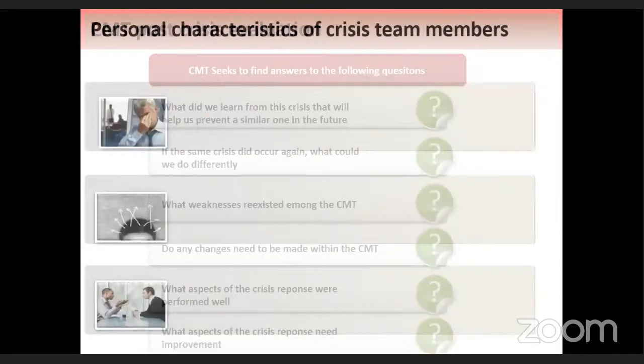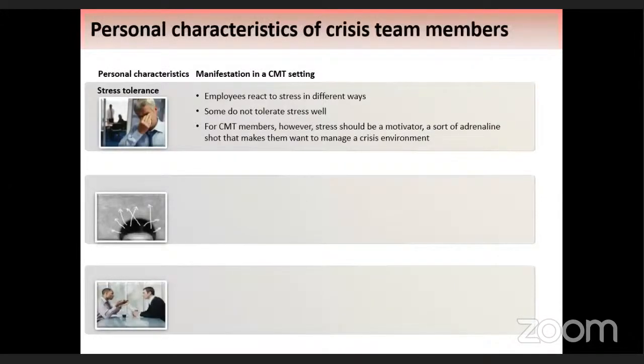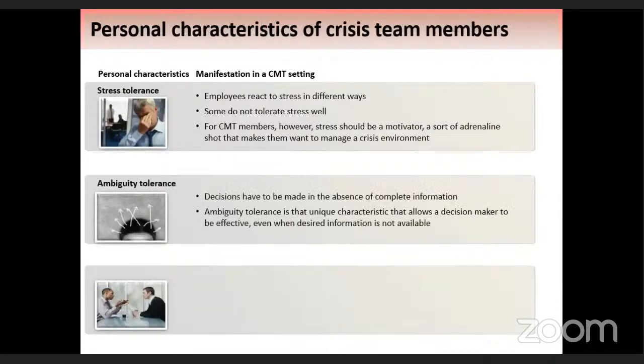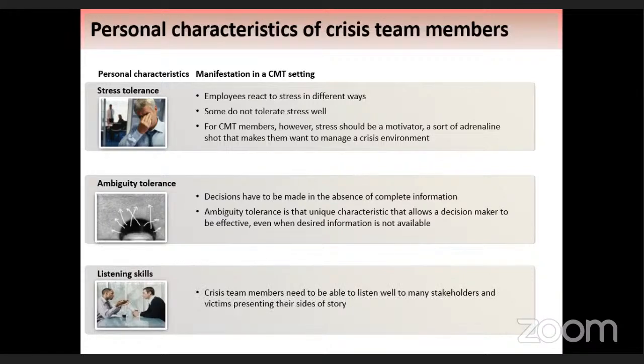Personal characteristics of crisis team members. We've looked at the crisis team managers, leaders. We want to look at every member. What are the personal characteristics they must have? Personal characteristic, manifestation in the CMT setting. Then we have stress tolerance. Every CMT member must be stress tolerant, must be able to tolerate stress.